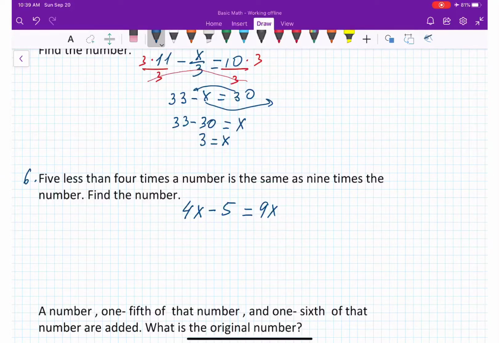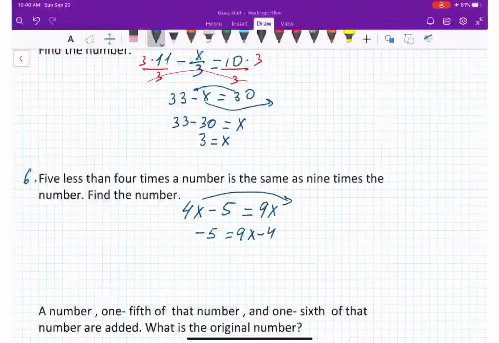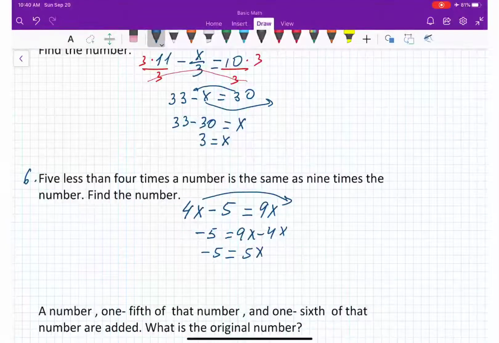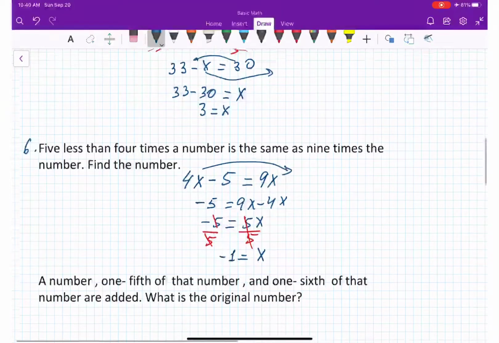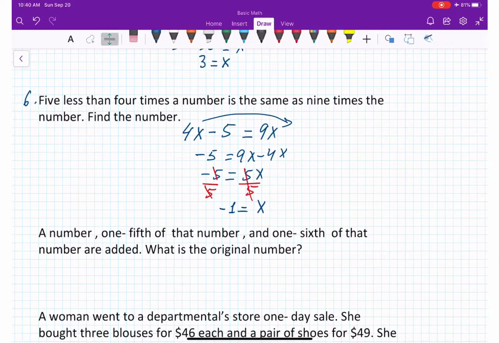So I'm moving 4x on this side, negative 5 is equal to 9x minus 4x. Negative 5 is equal to 5x. So I am dividing by 5, dividing by 5. This is gone. This is also gone, and the result is negative 1. Negative 1 is equal to x. Okay, next one.